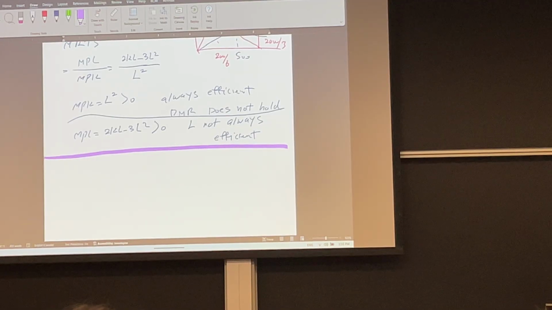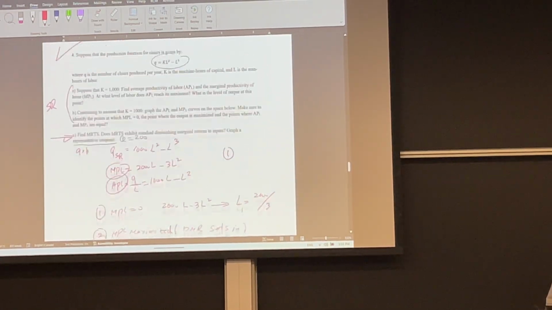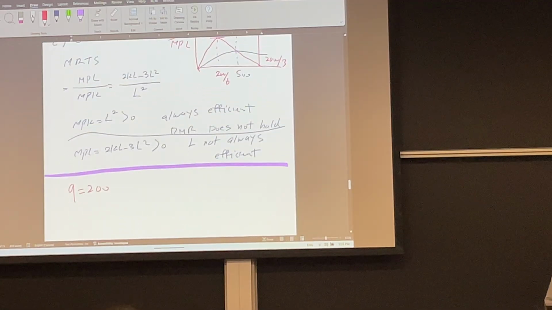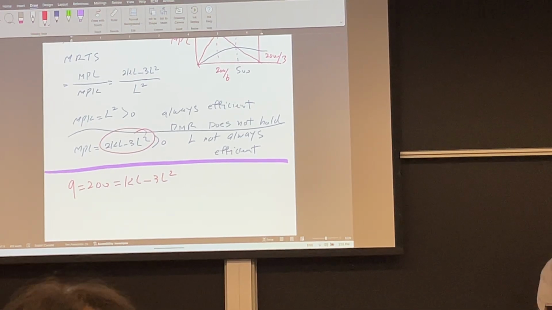Take the isoquant you want to graph. That is what you want to graph. Was it 200 or 100? 200. Write the production function. Make sense? Take this one, solve it for K. Take this one, solve it for K. What do you got?